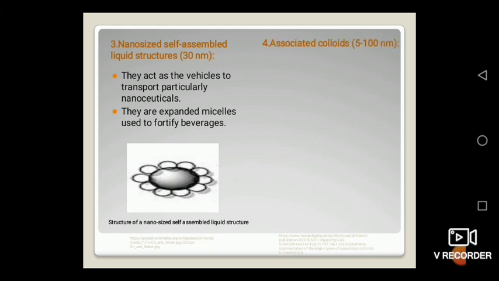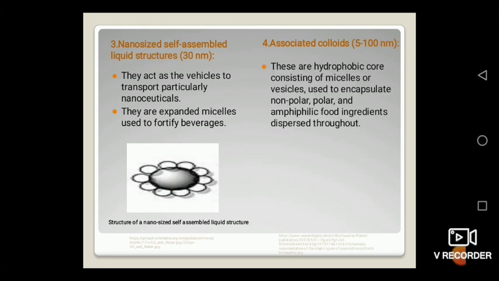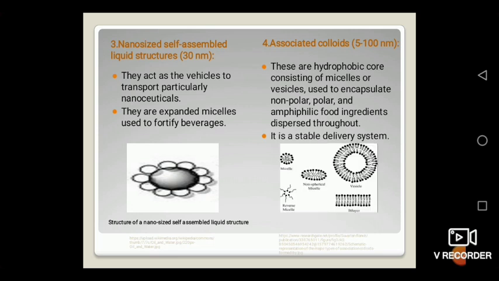Then we have associated colloids, which are 50 to 100 nanometer in diameter. Their hydrophobic core consists of micelles or vesicles and is used to encapsulate non-polar, polar and amphiphilic food ingredients dispersed throughout. It is a very stable delivery system. Here are different types of associated colloids that can be seen in the picture. They are vesicles, bilayers, non-spherical micelle and reverse micelle.